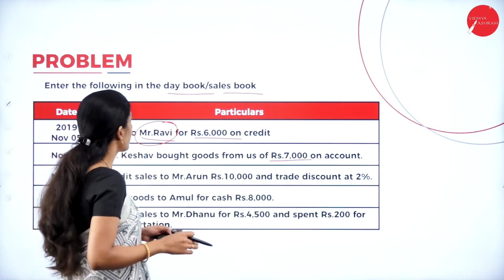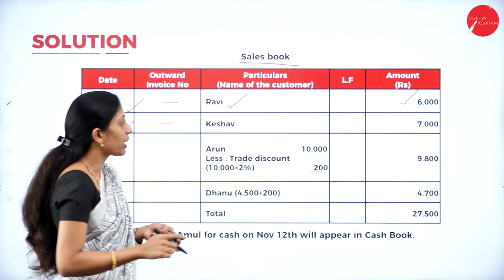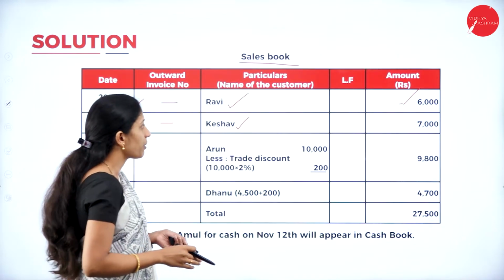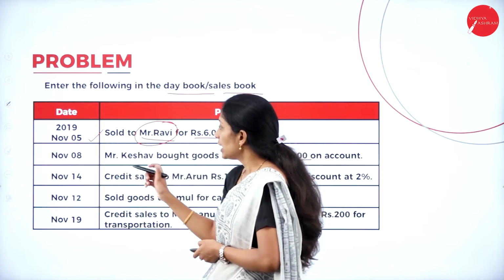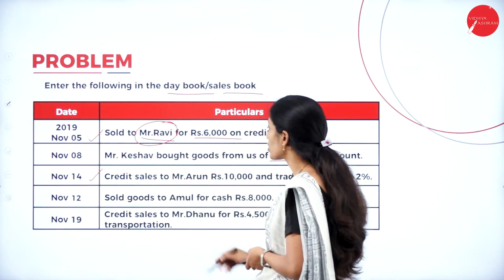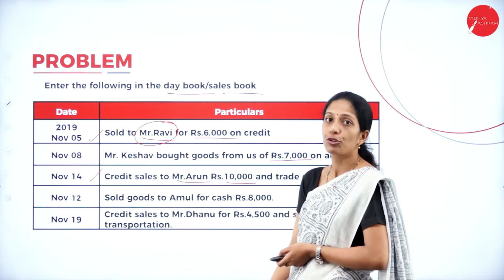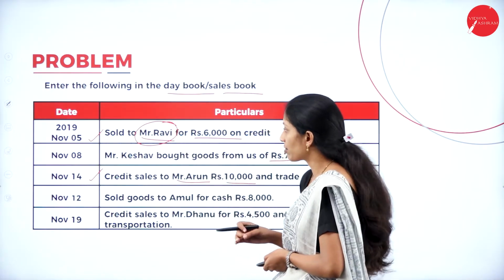So write the date, that is November 8th. There is no outward invoice number. Name of the customer is Keshav, and what is the amount? So amount is how much? It is 7,000. Next transaction, that is November 14th, credit sales to Mr. Arjun rupees 10,000 and trade discount at 2%. So they have given the trade discount, so we have to minus that trade discount.